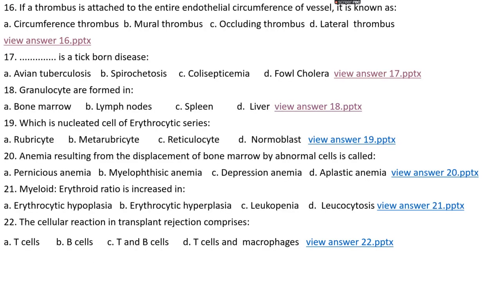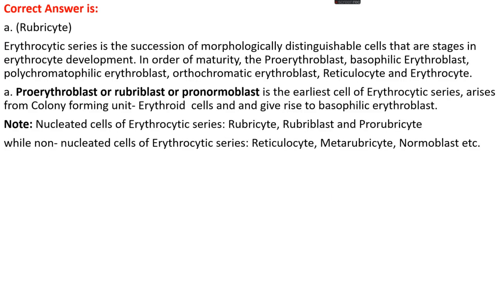Question number 19. Which are nucleated cells of the erythrocytic series? Option A, rubricytes. Option B, metarubricytes. Option C, reticulocytes. Option D, normoblast. The right answer is option A, that is rubricytes.